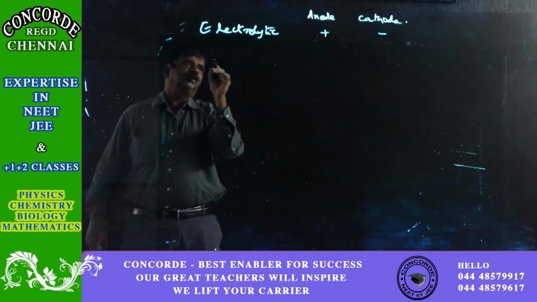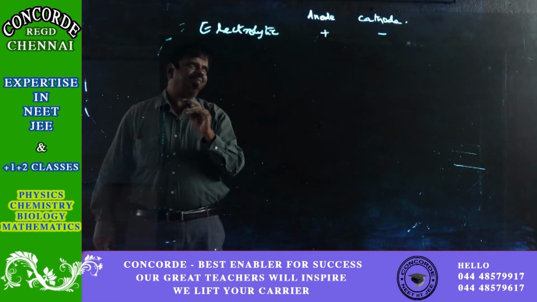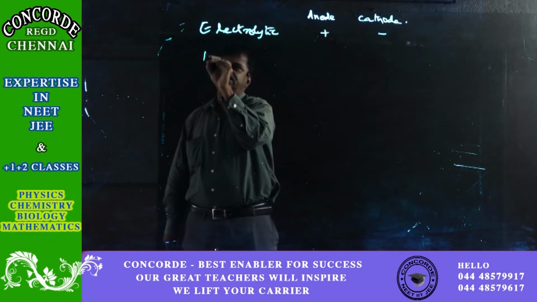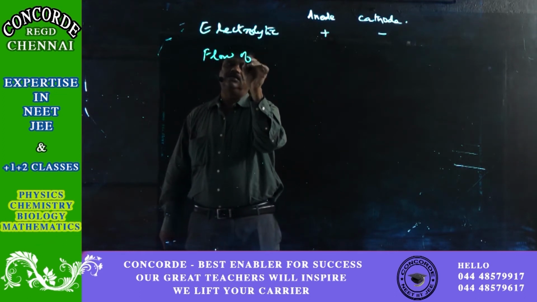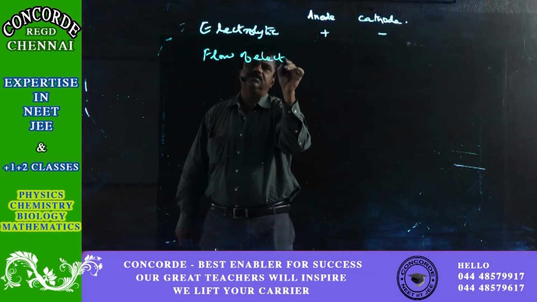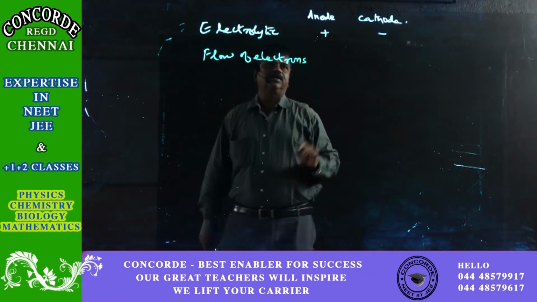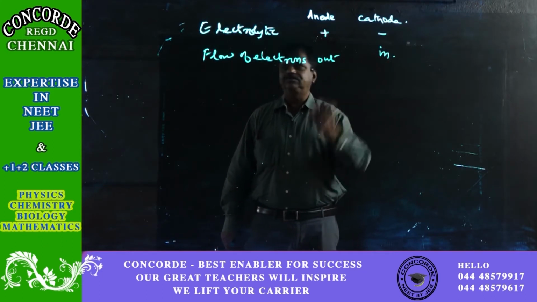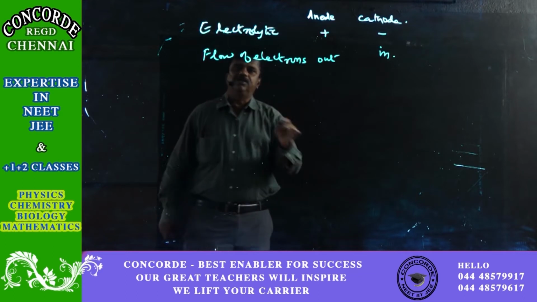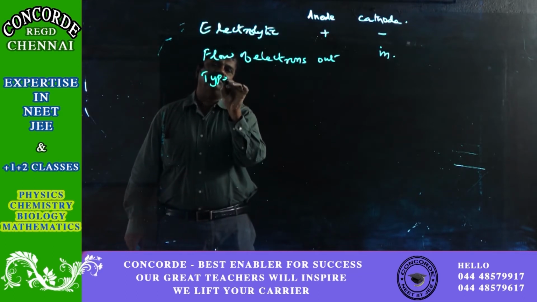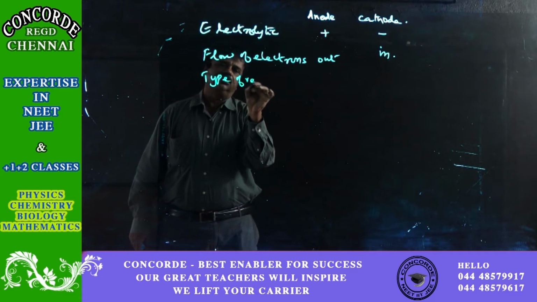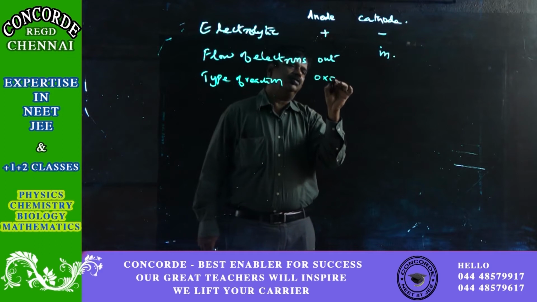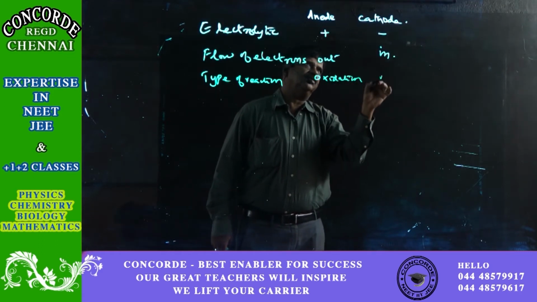Whereas in the electrochemical cell, this is the anode and the cathode, and the flow of electrons will be from here: electrons will flow out of the anode, and in the cathode electrons will come in. And what is the type of reaction happening at the anode? The reaction will mostly be oxidation, and here it is reduction.